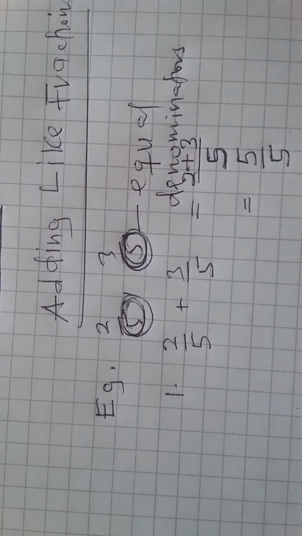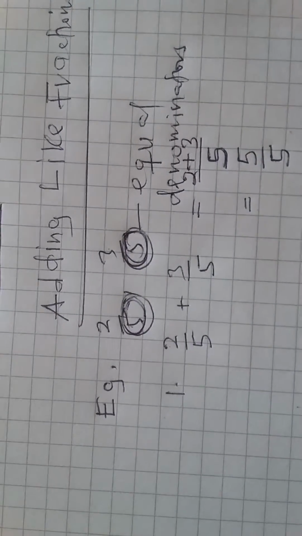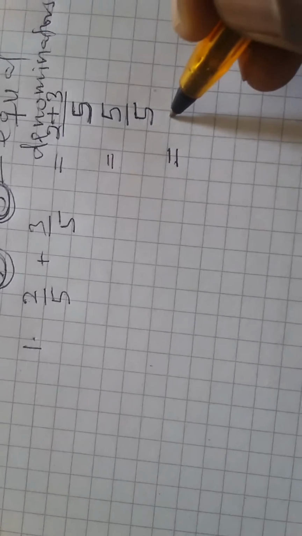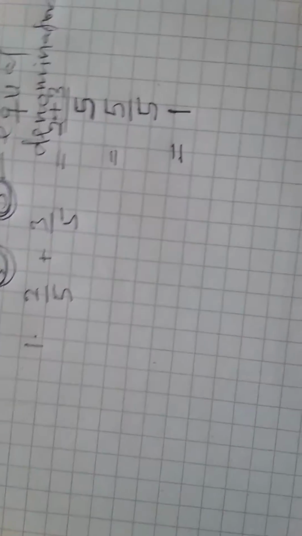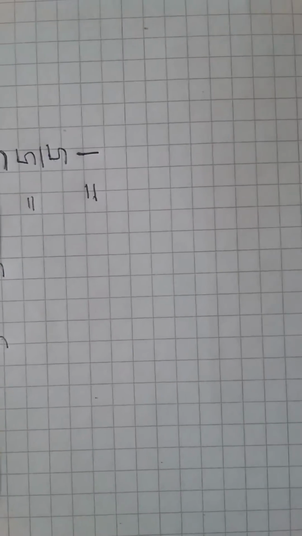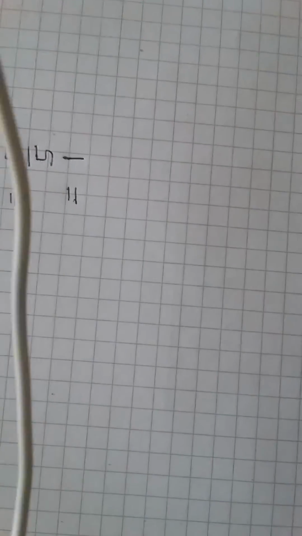If you want to go further, say if 5 people are sharing 5 things, then each person will get what? 1. Then each person will get 1 item. Then we have solved our problem.